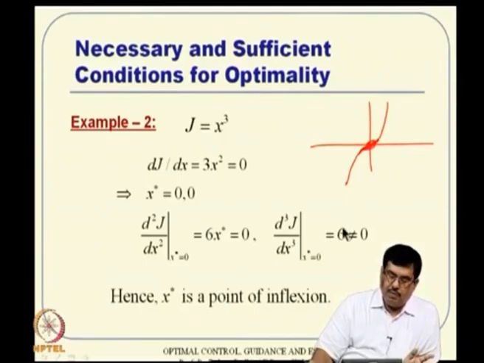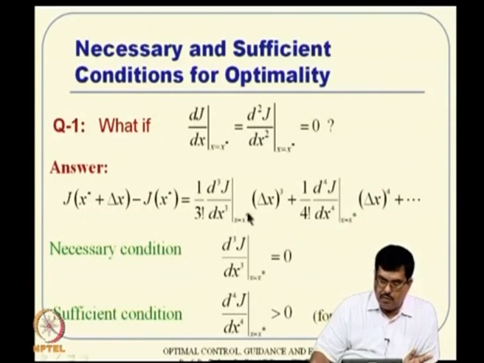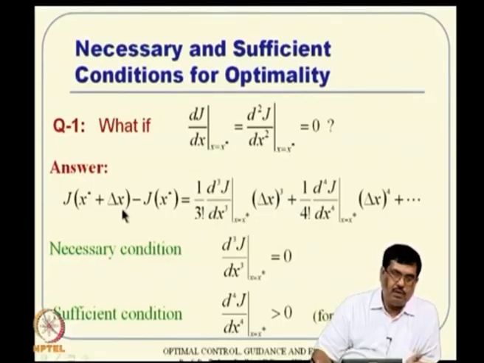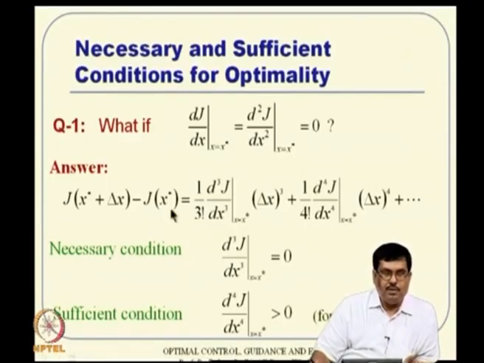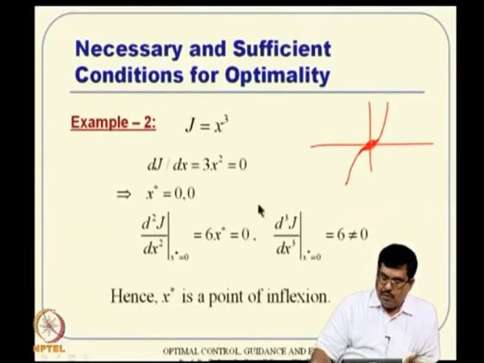And the conclusion is that x star is a point of inflection, because if I take this series, this term will start dominating. If delta x is positive, depending on whatever sign is there, it will lead to one sign, and if delta x is negative, it will lead to exactly the opposite conclusion. So, on one side it is either increasing or decreasing, but on the other side it is the opposite. So, this will turn out to be a point of inflection. So, if j equal to x cube, then x star equal to 0 turns out to be a point of inflection. This is all compatible with what we know.